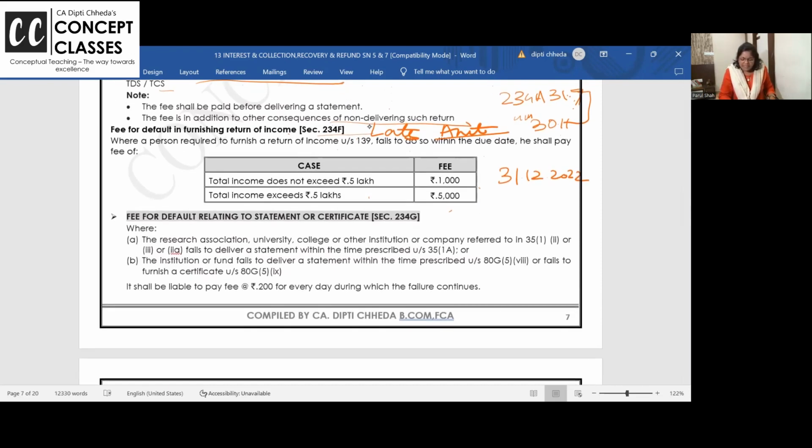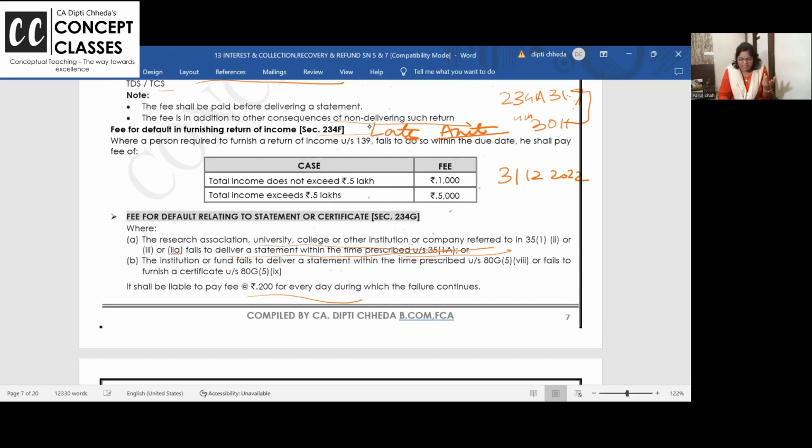Fee for default relating to statement or certificate, 234G. When you take some deductions and all, you have to maintain the proofs. If there is a delay, 200 per day, like your TDS. Research associations, universities, colleges, where you take deduction under 35, business head, scientific research institution or fund, failure to deliver a statement. So if this scientific research institute is delaying in furnishing, we cannot take that 35 deduction, no?